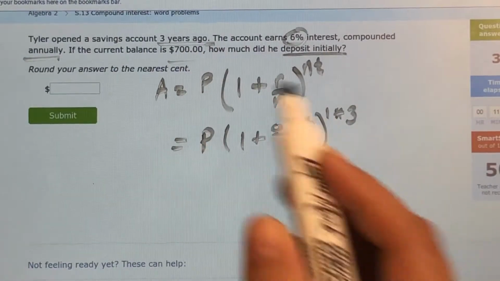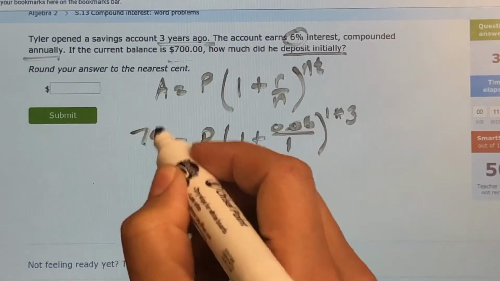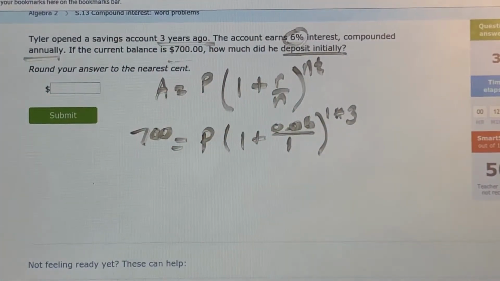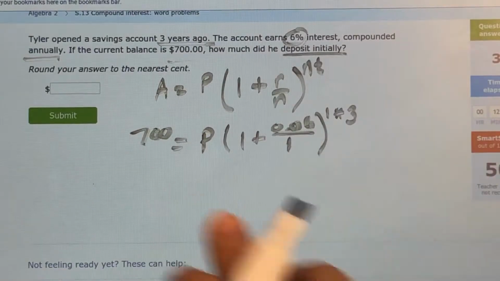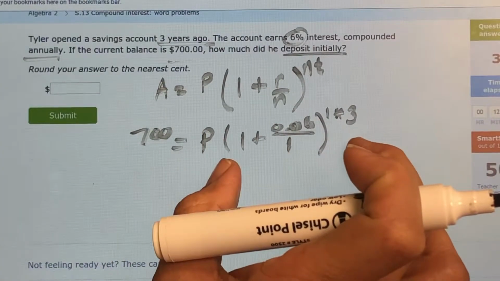Okay, equals. After he does all that, he's going to have a current balance of 700, okay? So once you have that, you're just going to work all of this out next to P. So I'm going to put this whole thing next to P in the calculator.